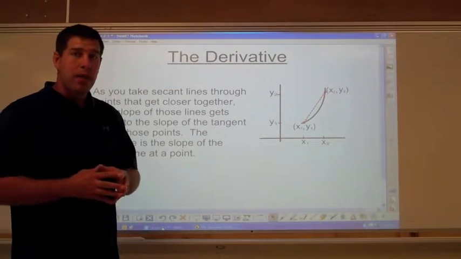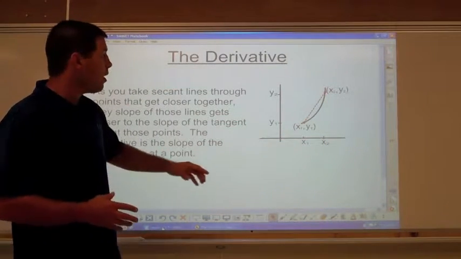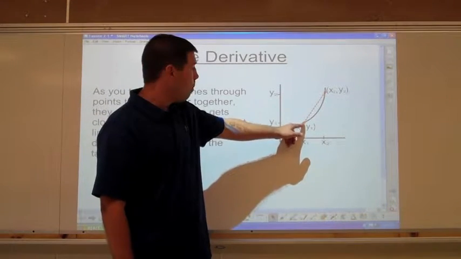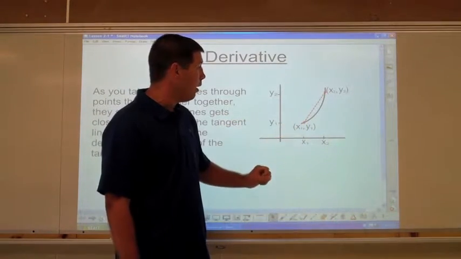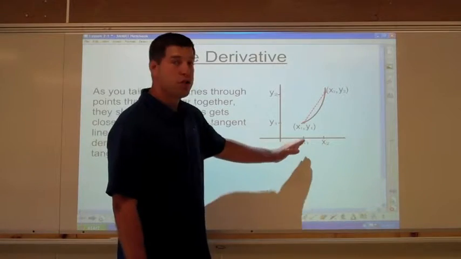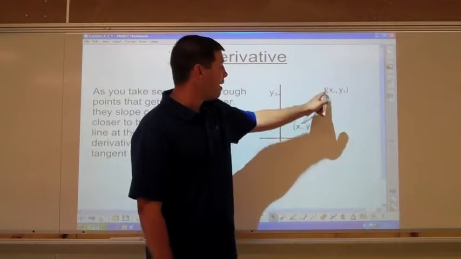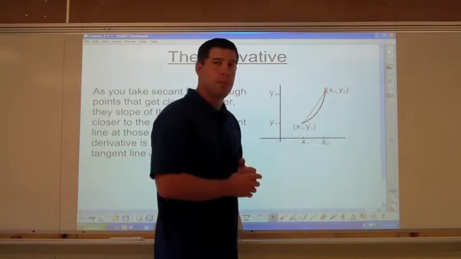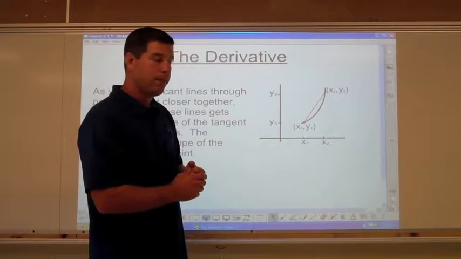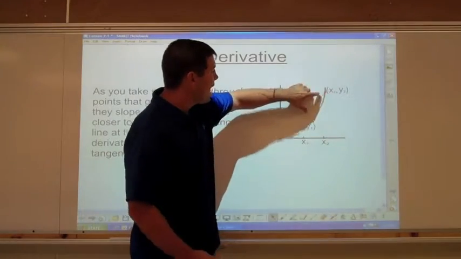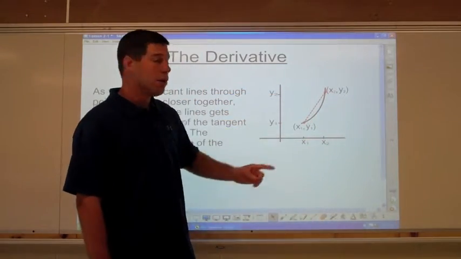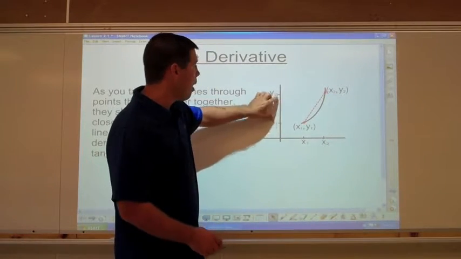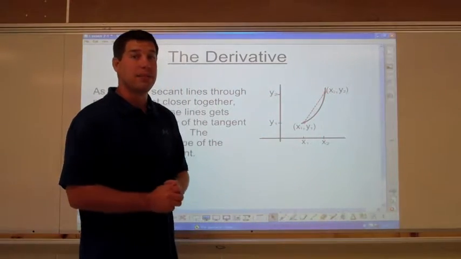You get the derivative starting with two separate points. If I wanted to know the slope at this point down here, x1, y1, I would start with another point close by, x2, y2, a close point. Imagine you're zoomed in on this graph, so these points are pretty close together. And I would take the slope of the secant line from the first point to the second point. Difference of the y's over difference of the x's.